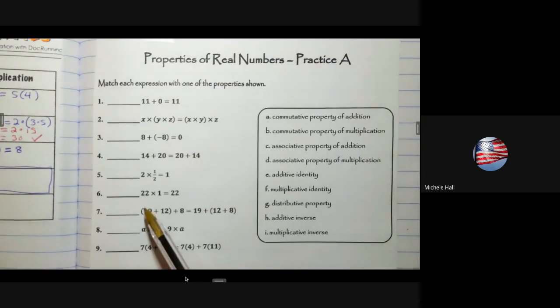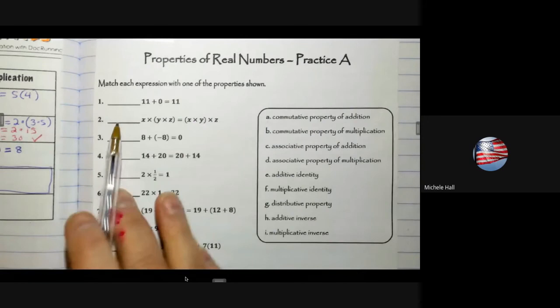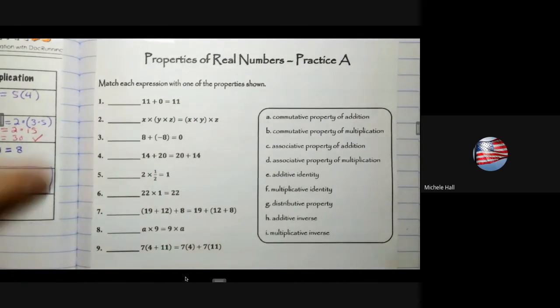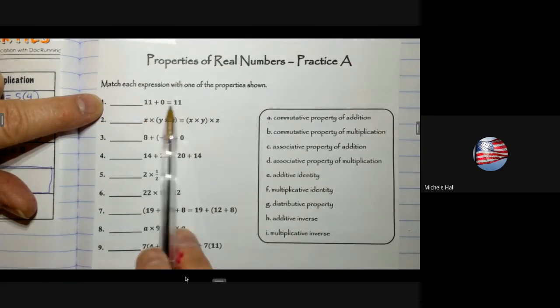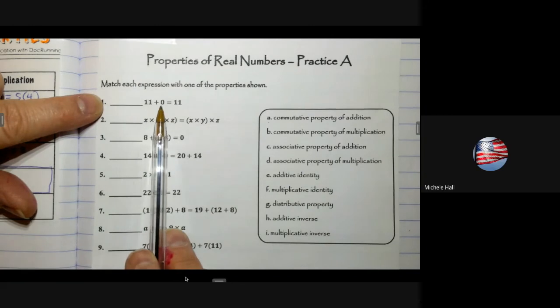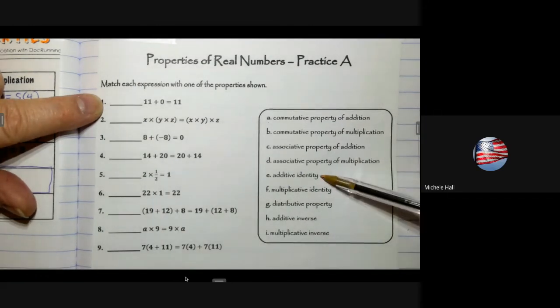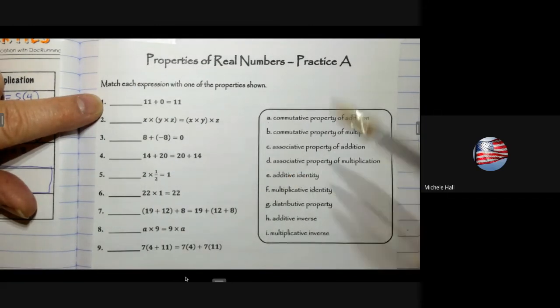We can look over here to see what properties that we have. 11 plus 0 equals 11. 11 plus something gives me back 11. That's the identity property of addition.